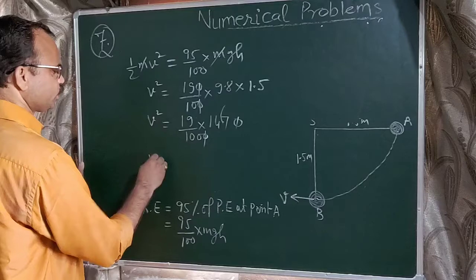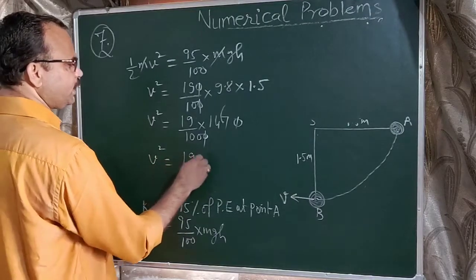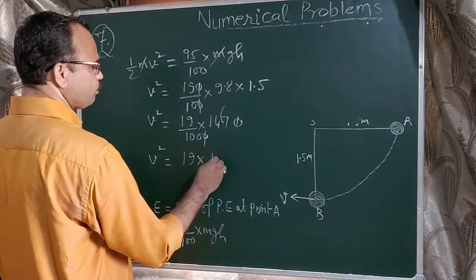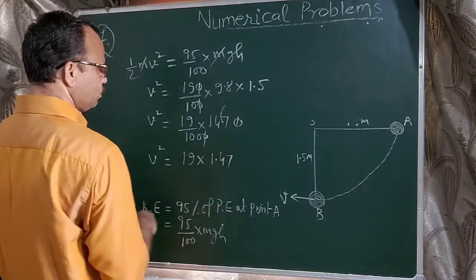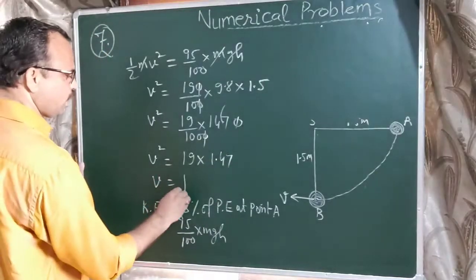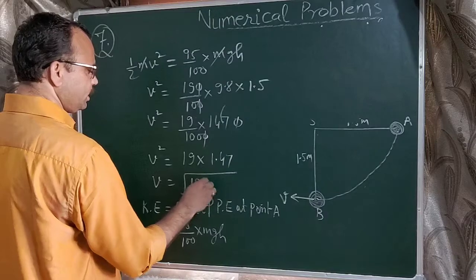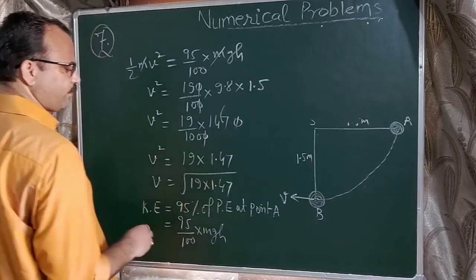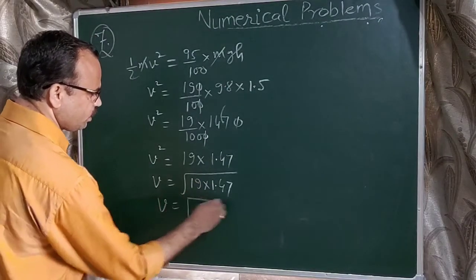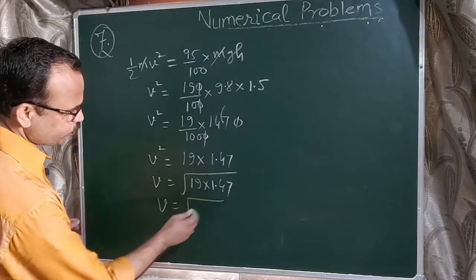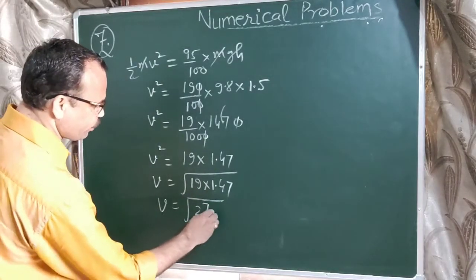Okay, so v square is equal to 19 into 1.47. Okay, and v equals under root 19 into 1.47. So v equals, when we multiply 19 into 1.47, we will get 27.93.